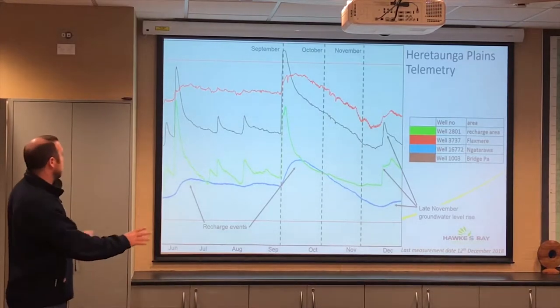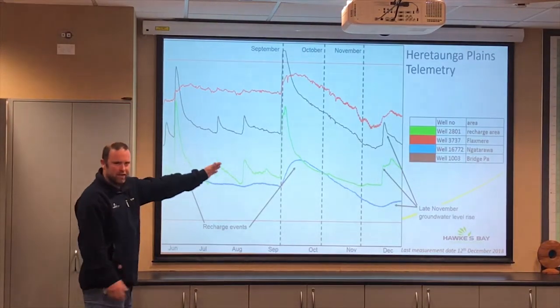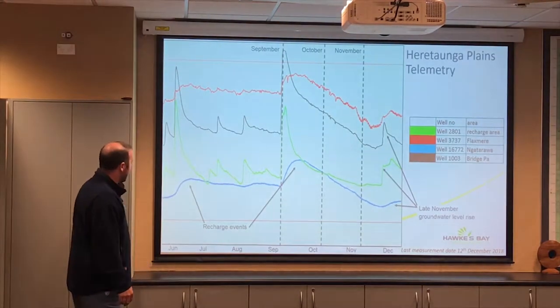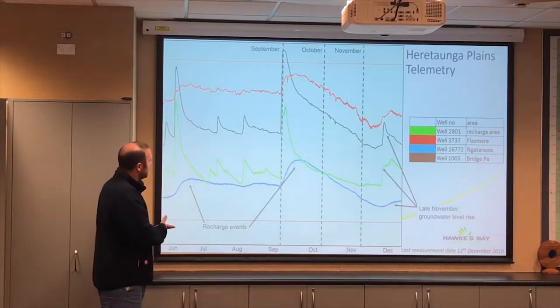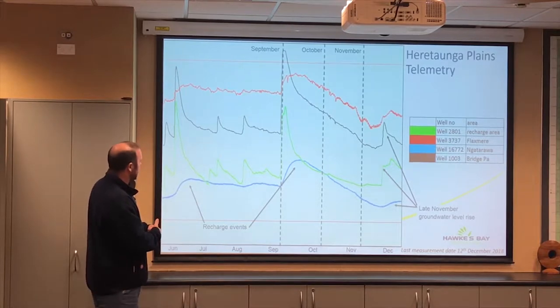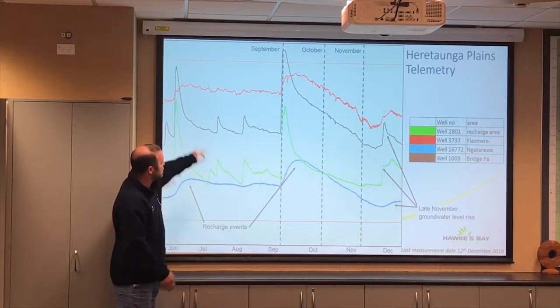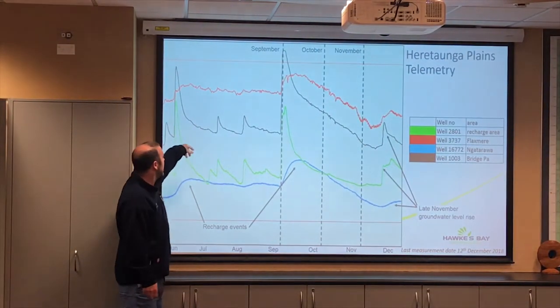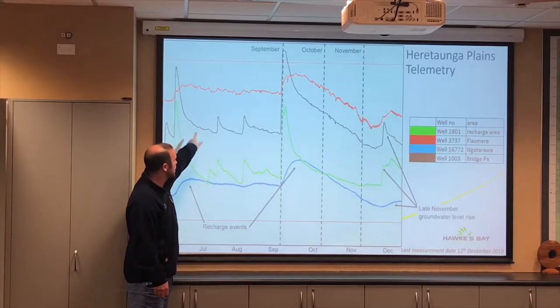Alright, there's a lot going on here. I've purposely removed the axes because I wanted to just show the pattern that's going on. Okay, what have we got? We've got 1, 2, 3, 4 wells here, and they are different areas. The red well is again that Flaxmere well that I was talking about, that I was able to pull that December measurement out of. The black line is Bridge Pa.